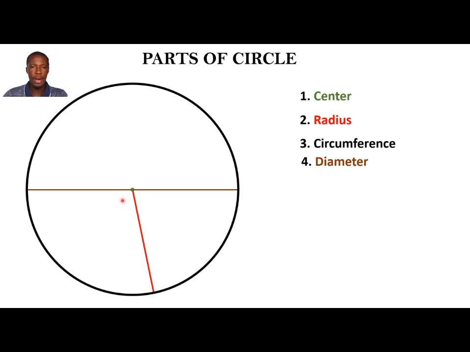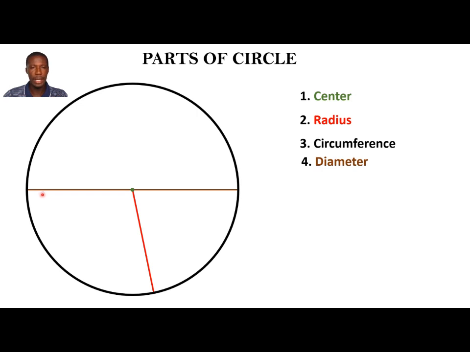Now there is a relationship between the diameter and the radius. As you can see, from the center to one end of the diameter is equal to the radius, and from the center to the other end of the diameter is also equal to the radius. And so the relationship is 2 times the radius is equal to the diameter.